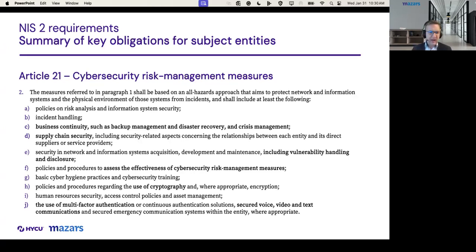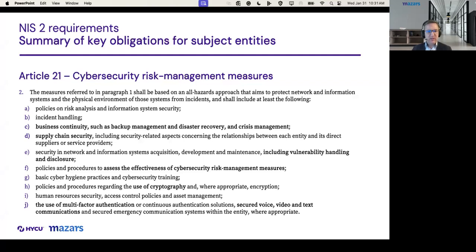Then there's the general hygiene practices of cybersecurity and cybersecurity training. There's the use of cryptography. This is new, was not in NIS1, but is now in NIS2. And this might be even an interesting topic now with the talks of quantum computing and the whole cryptography world being under massive pressure to completely change.